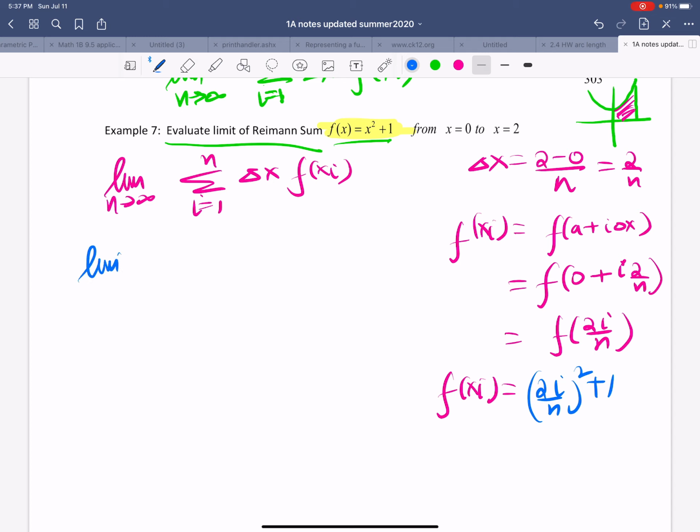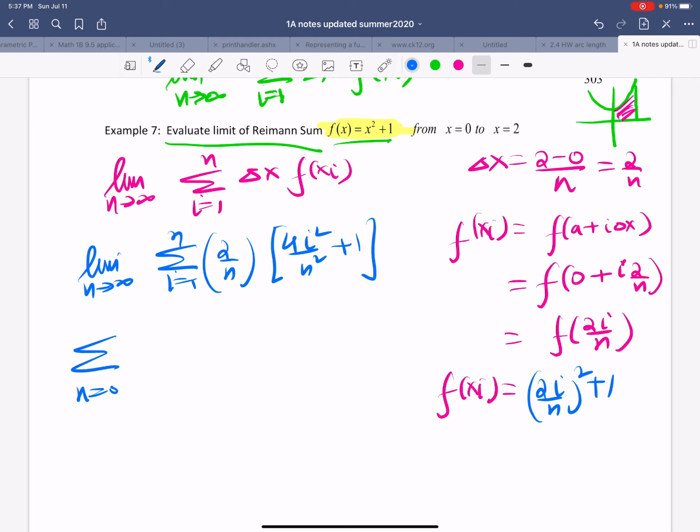Now let's plug this into the formula. Limit as n goes to infinity, summation i equals 1 to n. We are going to replace the delta x by 2 over n and f of xi by 4i squared over n squared plus 1. All right, almost there. First of all, limit as n goes to infinity. Do not drop the limit. Keep bringing it down until you apply it.